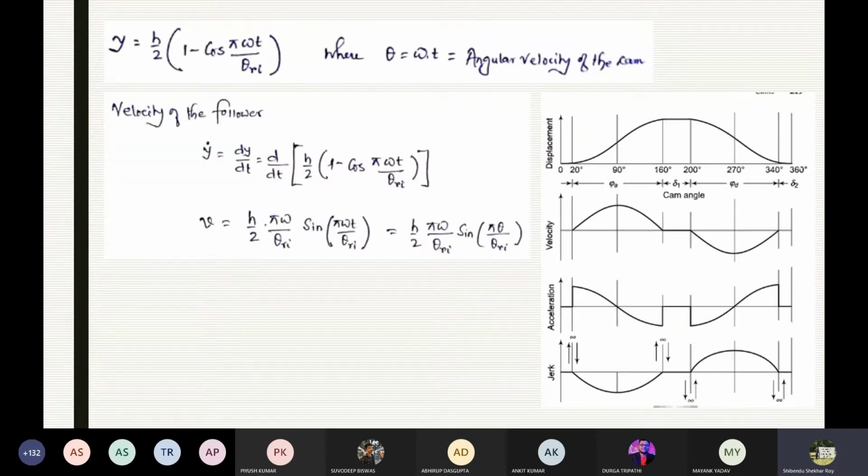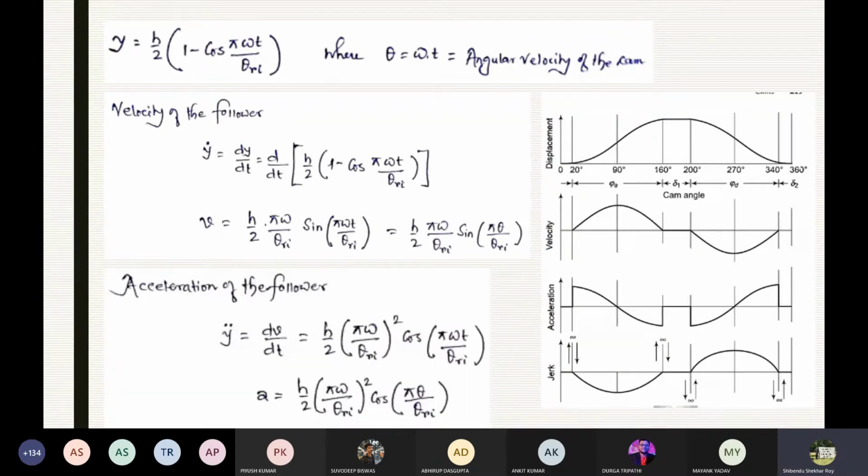Now differentiating with respect to time on both sides, you get the velocity of the follower, y dot equals dy/dt, which will be h by 2. When you differentiate the cosine, pi omega by theta_ri comes out, and cosine becomes sine, with the minus sign, minus minus plus. So ultimately you get the velocity equation: h by 2 times pi omega by theta_ri into sine of pi theta by theta_ri.